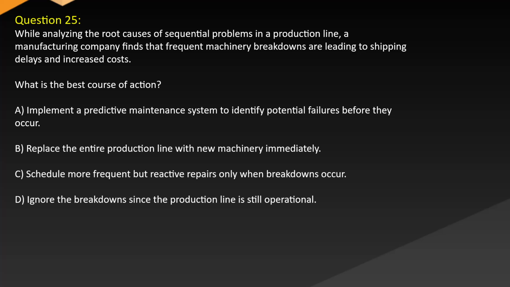Question 25. While analyzing the root causes of sequential problems in a production line, a manufacturing company finds that frequent machinery breakdowns are leading to shipping delays and increased costs. What is the best course of action? A. Implement a predictive maintenance system to identify potential failures before they occur. B. Replace the entire production line with new machinery immediately. C. Schedule more frequent but reactive repairs only when breakdowns occur. D. Ignore the breakdowns since the production line is still operational.